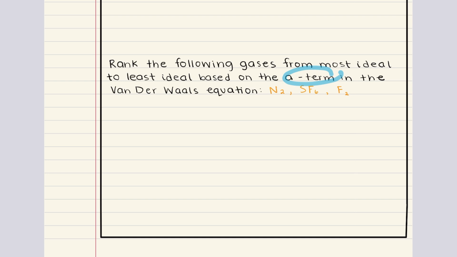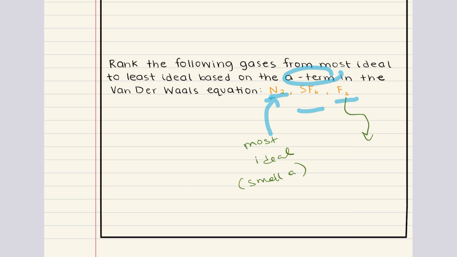So now let's compare the gases. We have nitrogen gas, fluorine, and then sulfur hexafluoride. Nitrogen is going to be the smallest of the three. It's small, it's nonpolar, it's going to have weak attractions. It is going to be the most ideal because it's going to have a small a term. Fluorine here, this is also nonpolar, but it's slightly bigger than nitrogen gas, so it's a little bit more reactive, meaning its molecules attract each other slightly more. So it's going to be less ideal than nitrogen gas, but still not extreme.